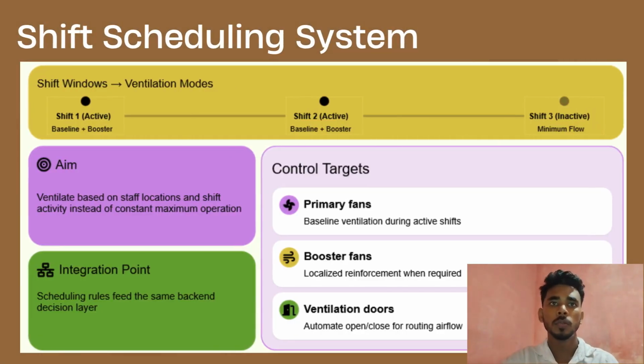MQTT is used to send sensor data because it is simple and fast. The data is sent in JSON format. For example, one message can say zone 150 ppm. The server reads this and decides what to do next.